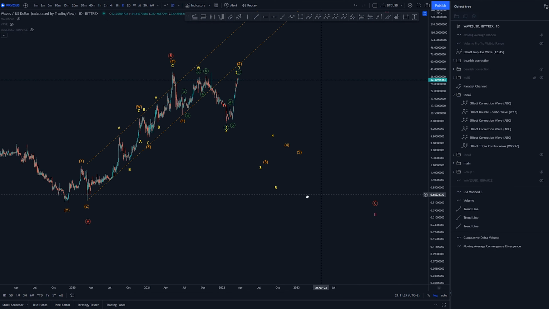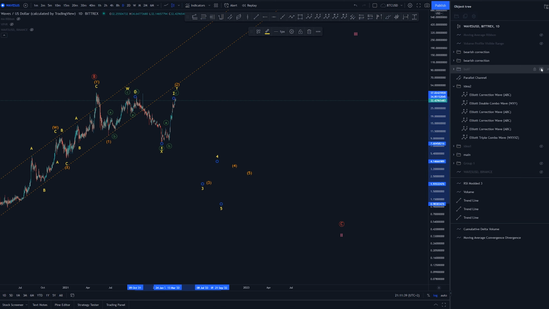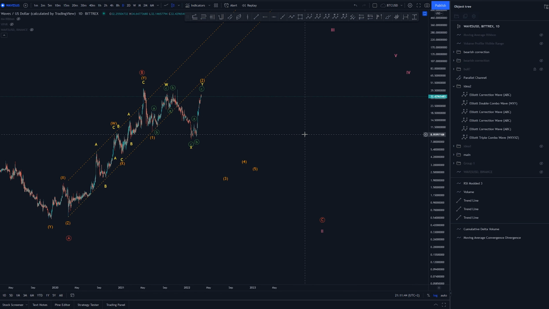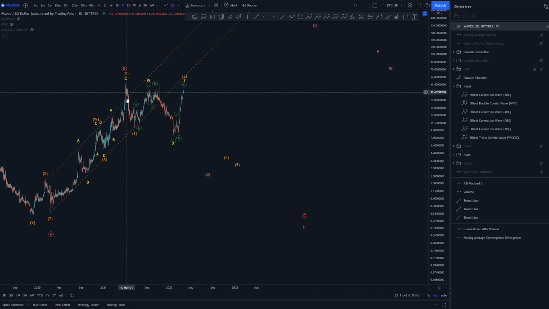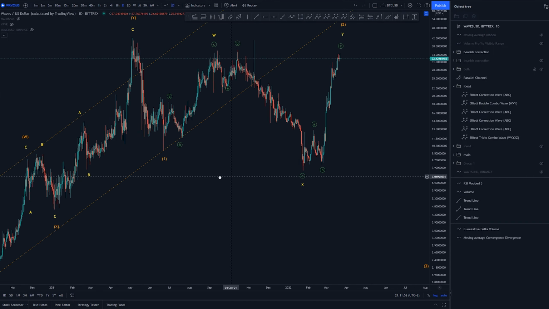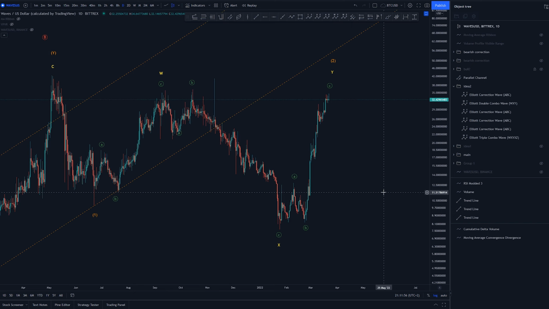Second option is this one, where we have, where's this one? Okay, it should be on some other, that one, there we go. The other option here is that we're doing 1 WXY into 2. Now I feel like this is my primary, as this fits the 3 wave corrections best.